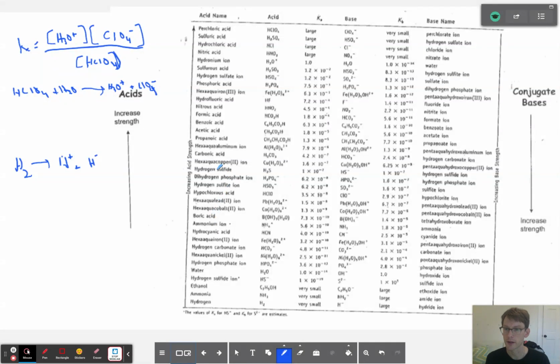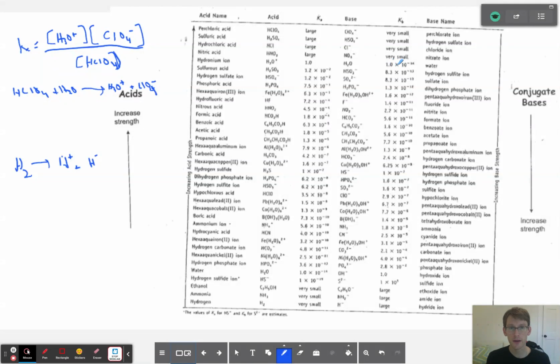Where is water here? Water is right here. Okay, good. So notice our Ka for water is 10 to the negative 14th, and our Kb for hydroxide is 1. Well, when we have hydronium, where are we? The Ka for this is 1, just like the Kb for hydroxide is 1. And when we go to the conjugate base, H2O, the Kb is 10 to the negative 14th.